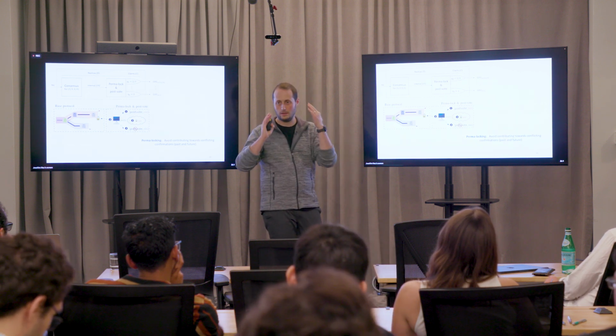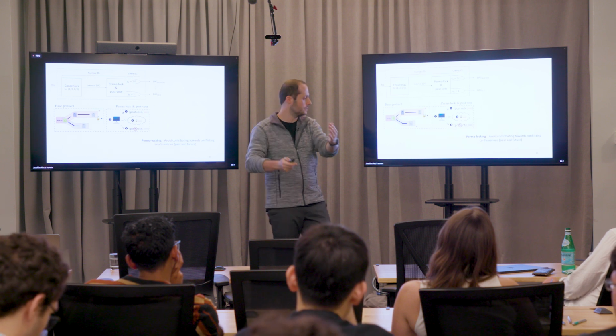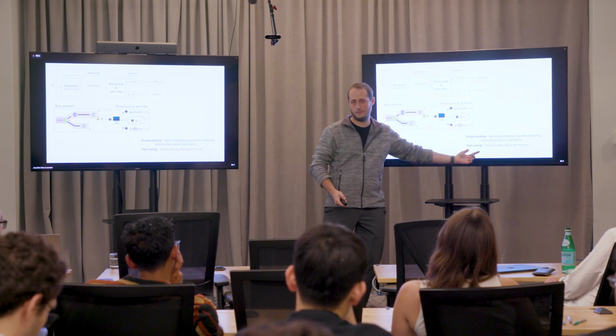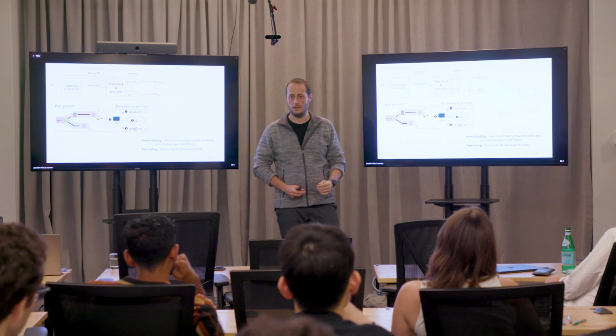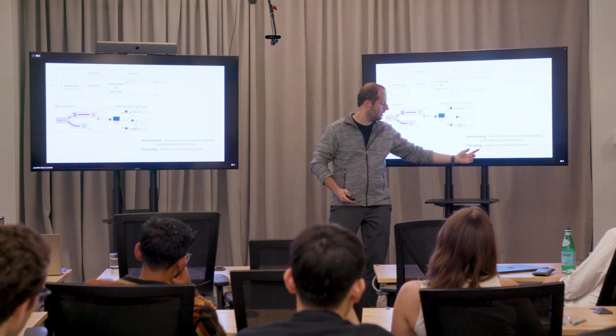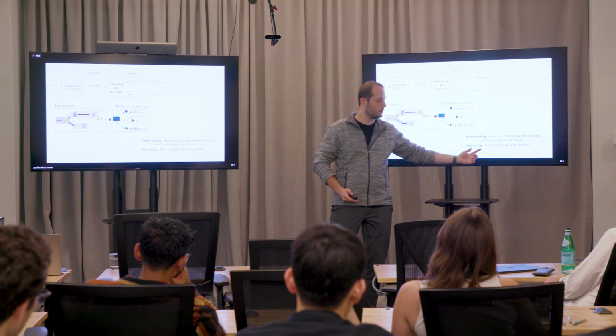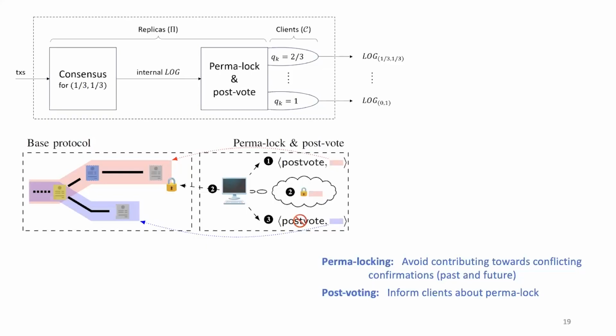In the sense that, if we vote on something, if we post-vote on something, the post-votes tell our clients, hey, I have permalocked on this. And what it means is if a client sees a post-vote from an honest replica for a certain log, it knows that this replica will not in the future and has not in the past post-voted for anything inconsistent. And then the third mechanism is these client-specific quorums that basically allow us to output these flexible logs.